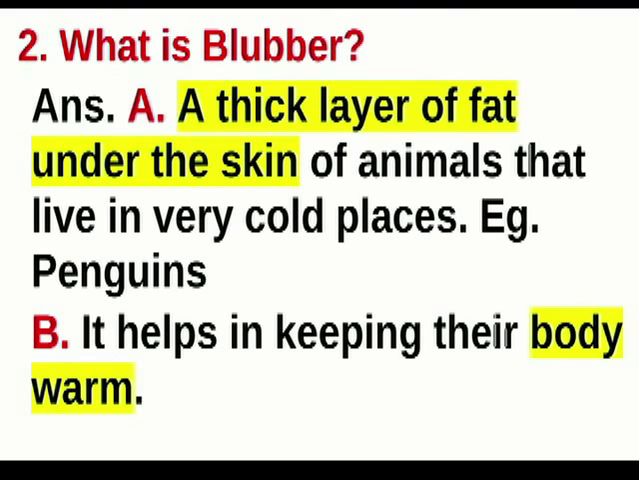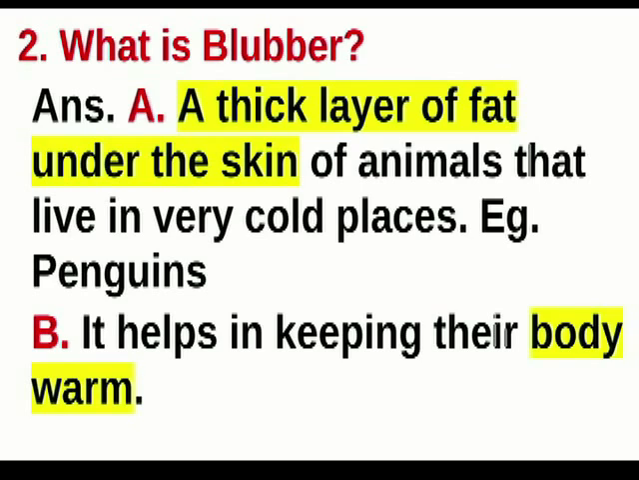Question number 2: What is blubber? The answer is a thick layer of fat under the skin of animals that live in very cold places. Example: penguins. It helps in keeping their body warm.